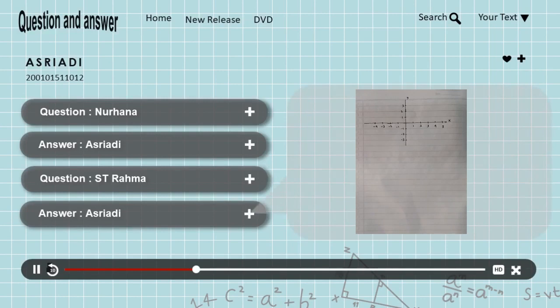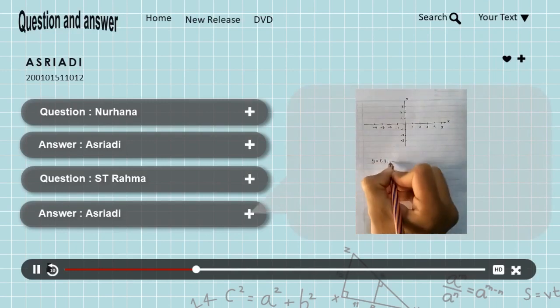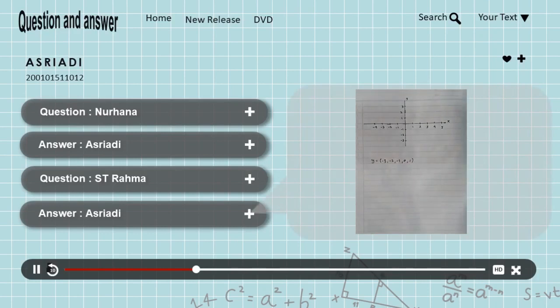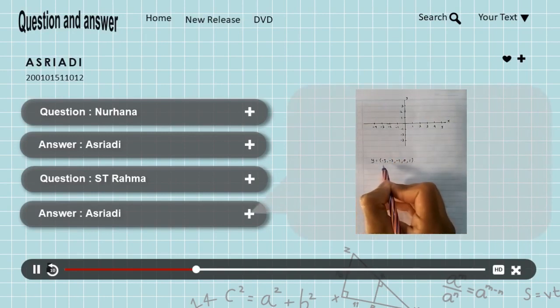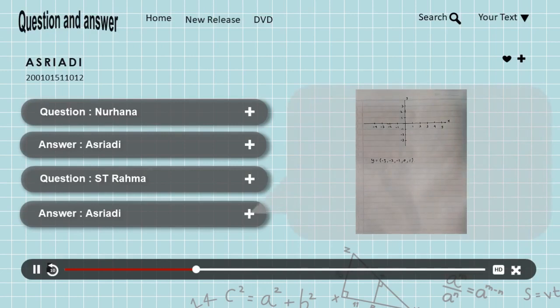Thank you very much for the question from Rahma, group 4. What happens if we say y equals minus 3, minus 2, minus 1, 0, and 1? Is it symmetrical? The answer, no. If we suppose that y equals minus 3, minus 2, minus 1, 0, and 1, there will be no symmetry, asymmetry for this.